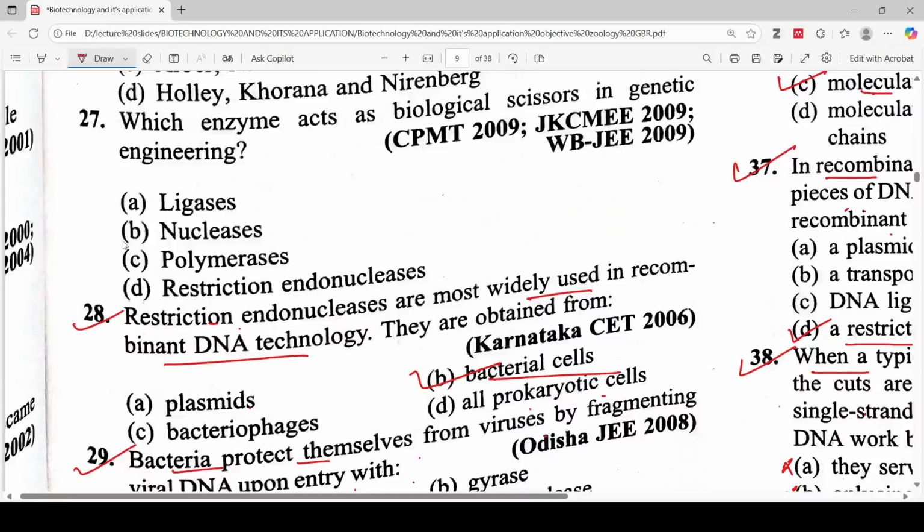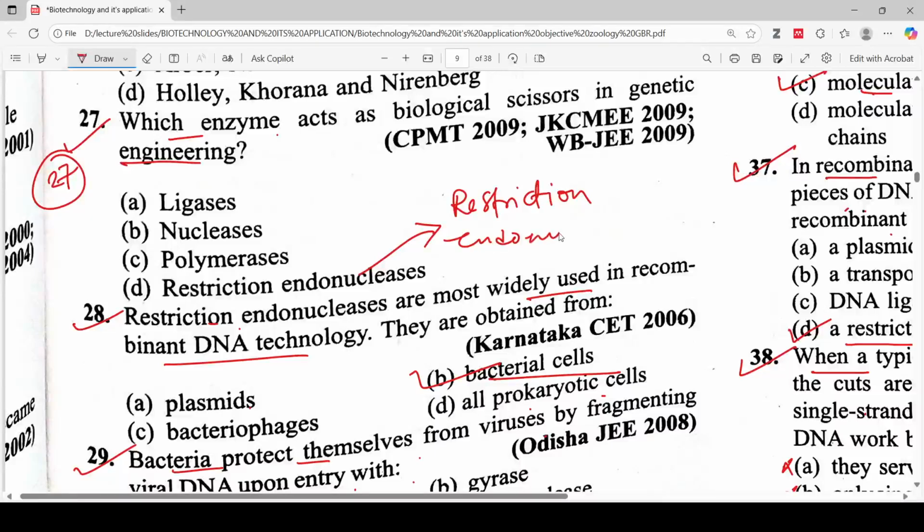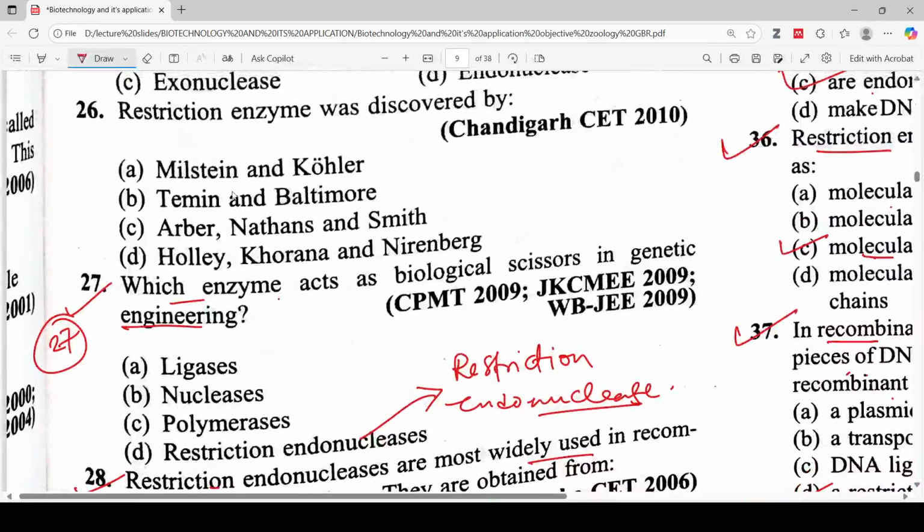Question number 27. Which enzyme acts as a biological scissor in genetic engineering? So again the answer is restriction endonuclease. Move to the next question. Restriction enzymes were discovered by, the correct answer will be option C. This option is for this question.